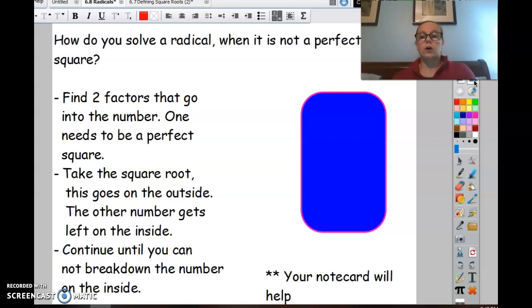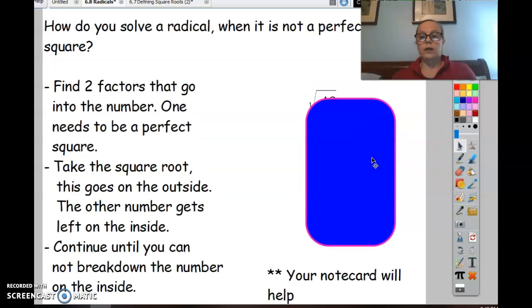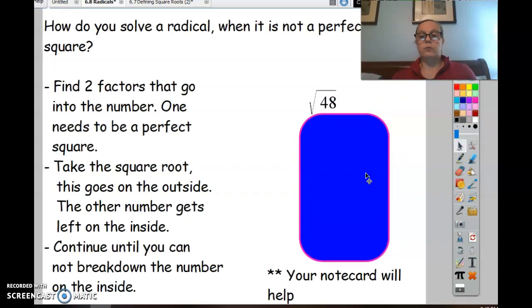radicals. So when we are looking at problems like number 4 on the launch, or like this one here, the square root of 48, we know if we think about it, there is not a number times itself that'll give us 48. So what we need to do first, as it says over here, is find 2 factors that go into the number.